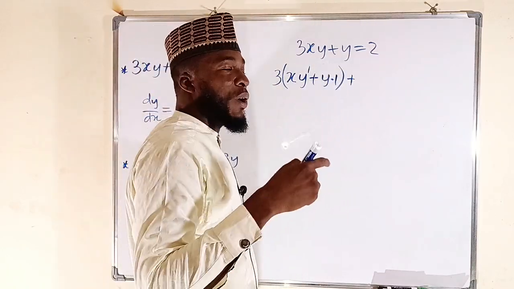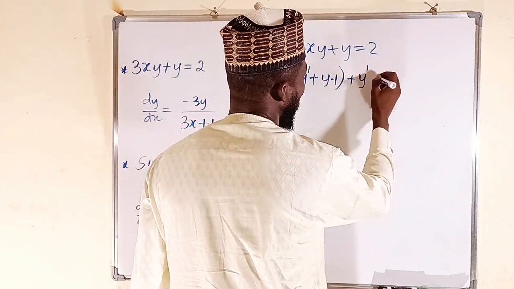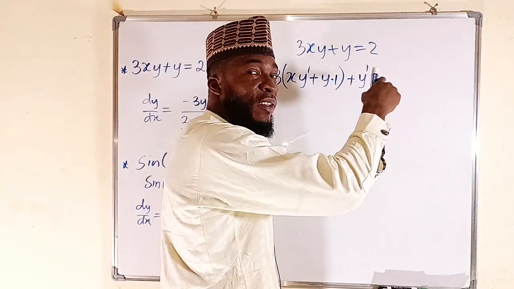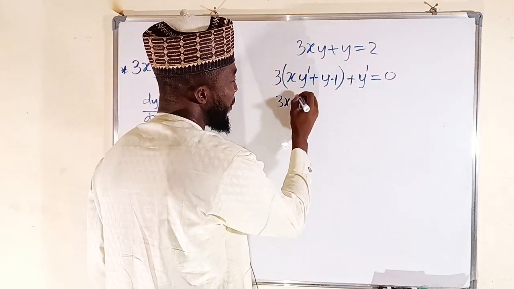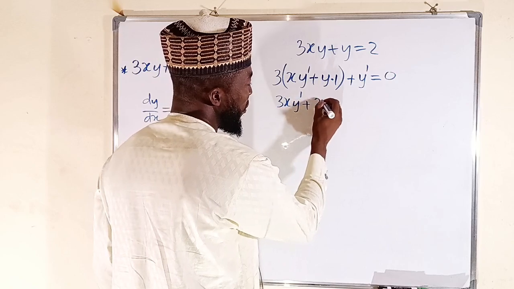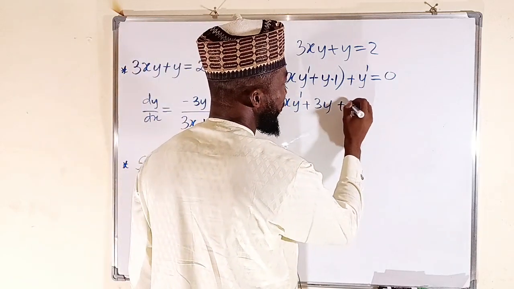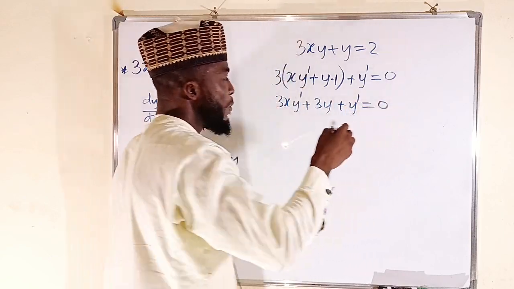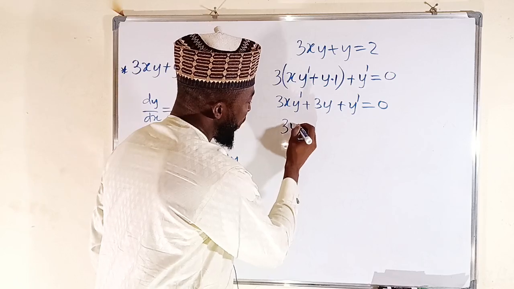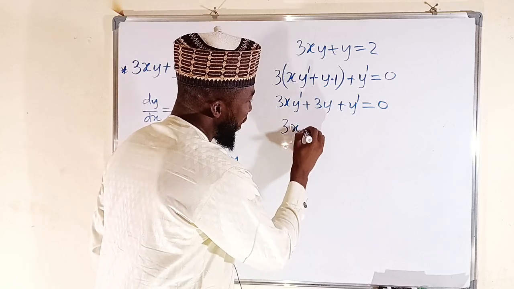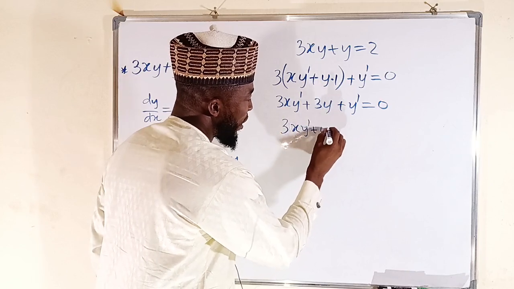Plus, differentiate y, you get what? 1. It is a dependent variable, y prime. This is equal to, derivative of constant is 0. Expand, we have 3x y prime here, then plus 3y, because y times 1 is y times 3 is 3y. Then we have y prime equal to 0. Let us bring those with y prime together. We have 3x y prime plus y prime.